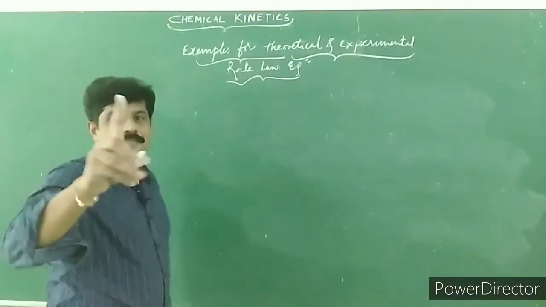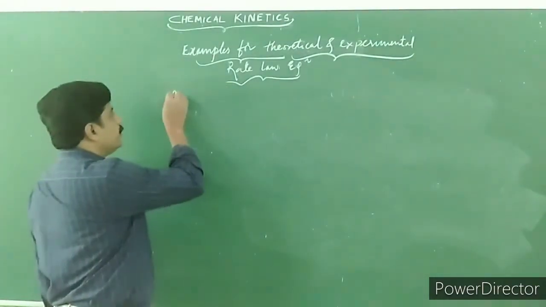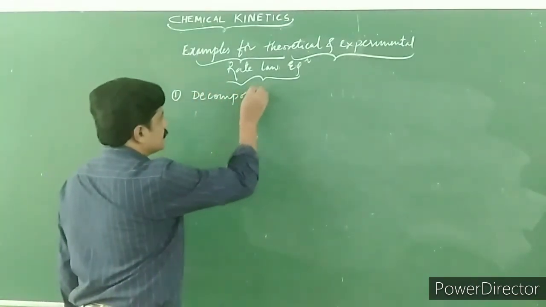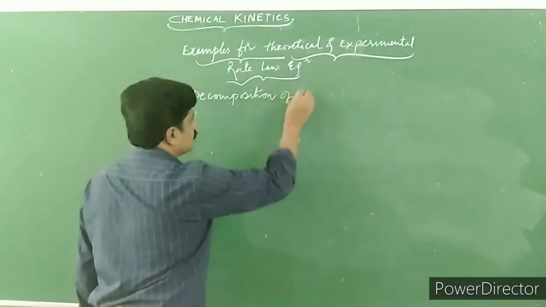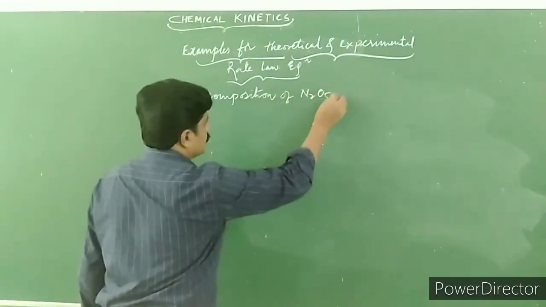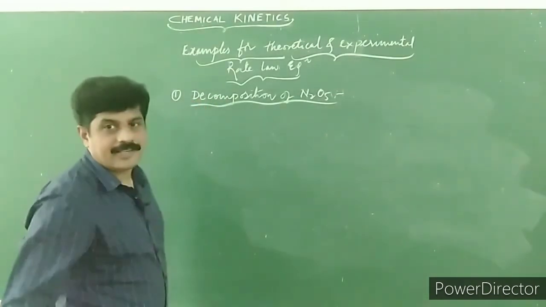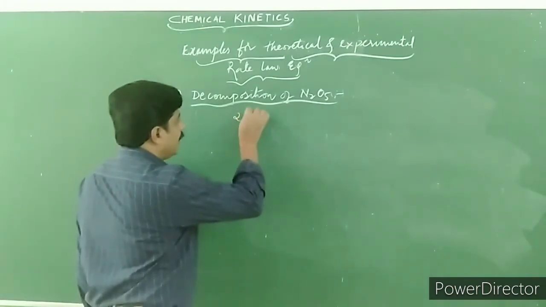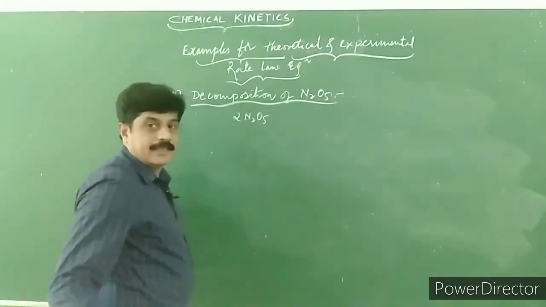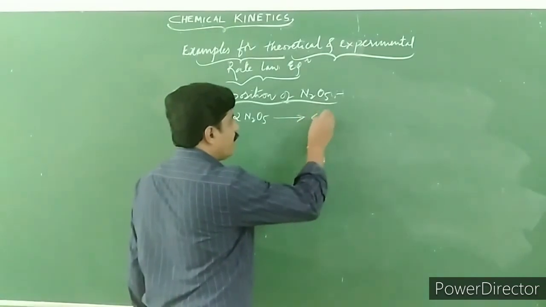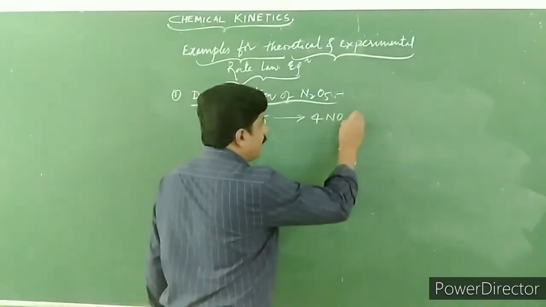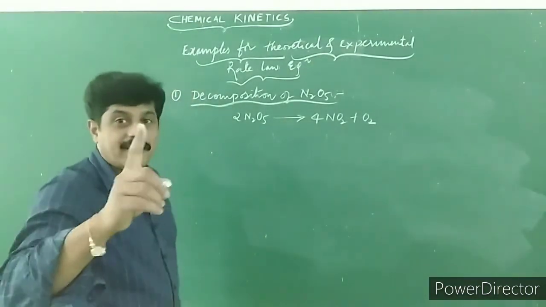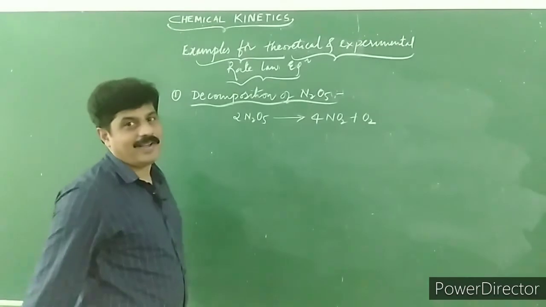Children, the first one, look at here, decomposition of N2O5. Children, let me write the balanced chemical equation first. Look at here, 2N2O5 giving rise to 4NO2 plus O2. This is the balanced chemical equation for the decomposition of N2O5.